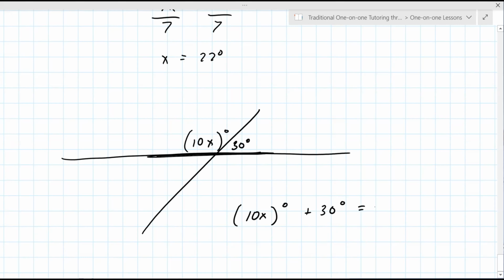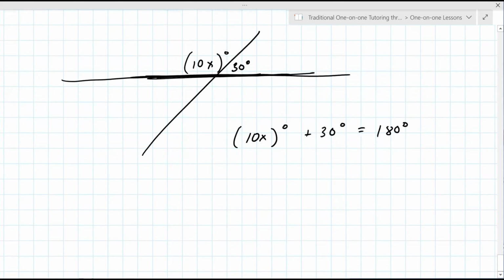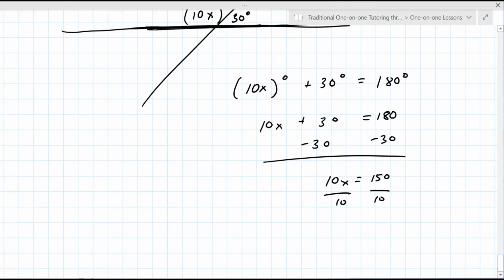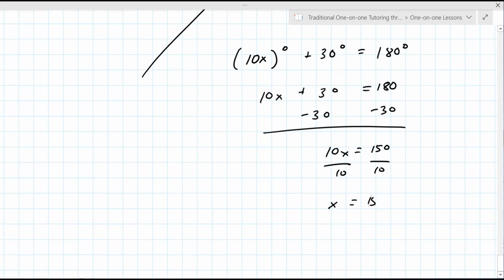What is the angle measure? 40. Nope. What do the angles have to add up to in a straight line? To 180. Very good. So now you can drop the degrees and you can solve the equation. You know to subtract 30 from both sides. 10x equals 150, divide by 10, and x equals 15.